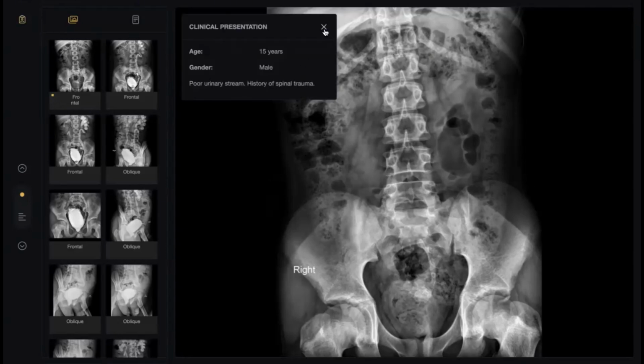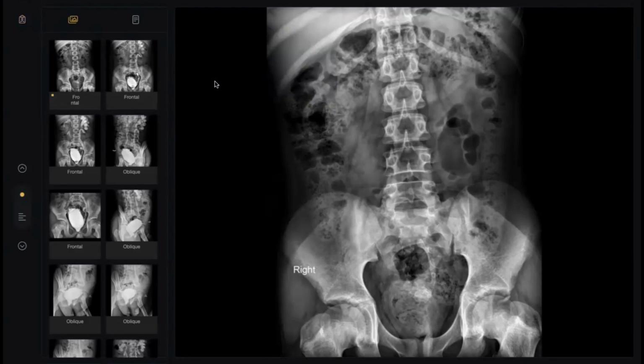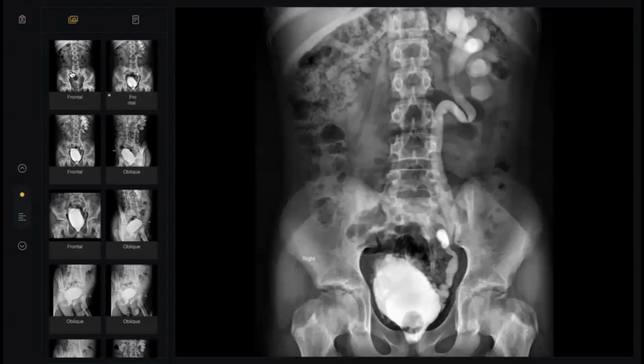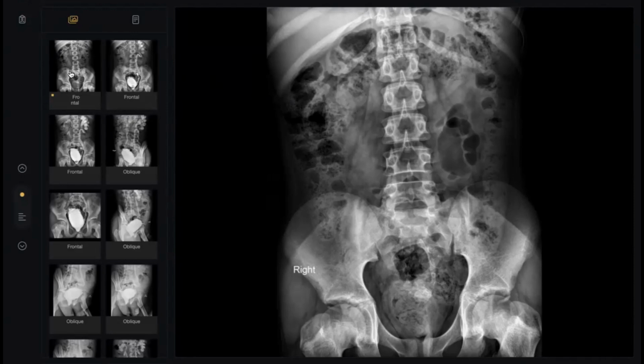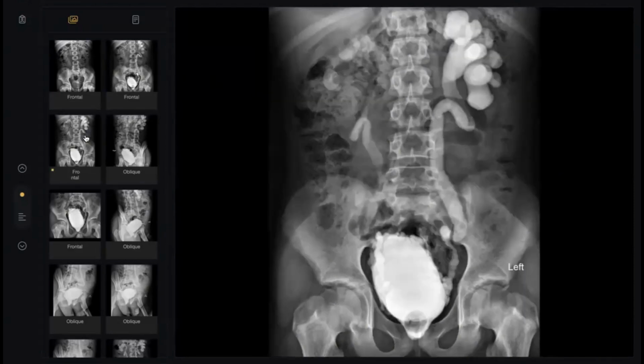Good evening. Fifteen-year-old male patient with poor urinary stream. This is the control film, and this one.